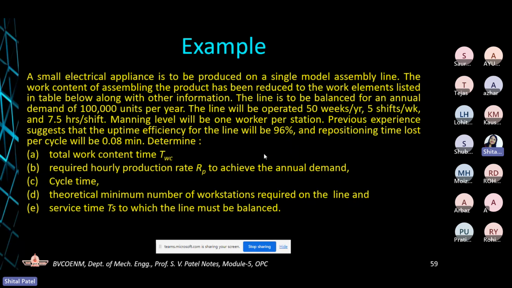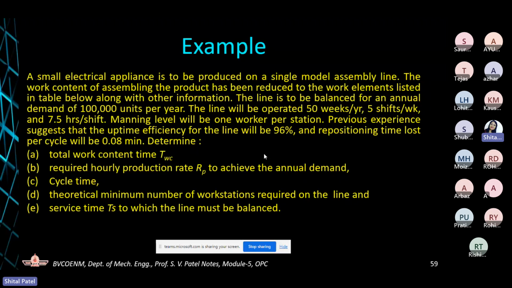So here we need to determine total work content time, how much time is going to be required to perform this particular project or number of operations, right? And how many workstations are going to be required. Required hourly production rate. So hourly, how many units are going to be produced to satisfy the annual demand. Next is cycle time. Next is theoretical minimum number of workstations required on the line. And the last one is service time Ts, to which the line must be balanced.